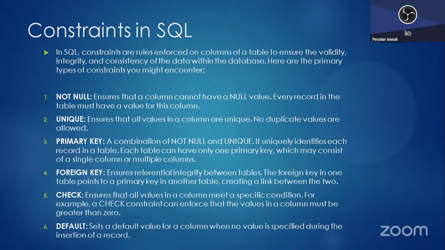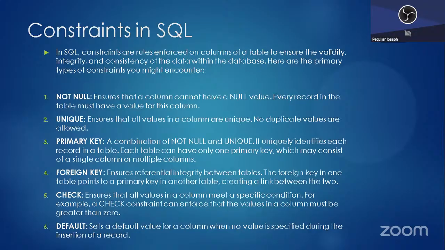So next is my CHECK constraint. My CHECK constraint is checking that all the values in my column are meeting a specific condition. For instance, I can check that for my dates column, all the dates that are going to be entering my dates column are within a specific range. So my CHECK is used to ensure that.